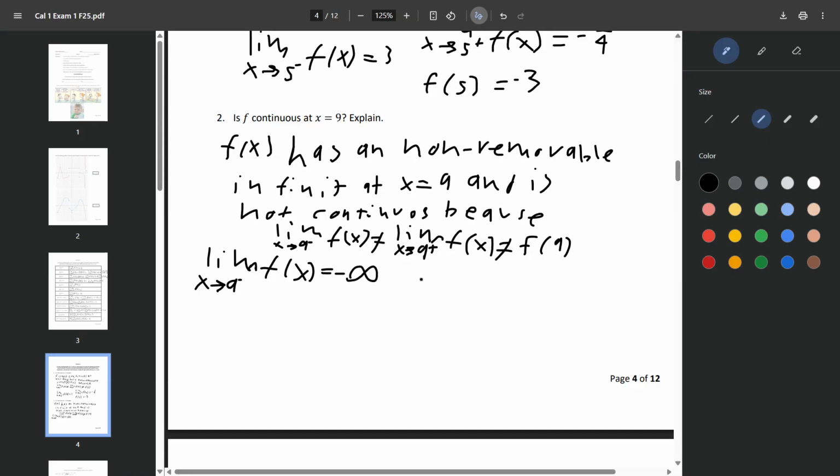Now we can show this. So limit as x approaches 9 positive of f of x equals infinity. And finally, because there is no f of 9, we'll put that f of 9 does not exist.